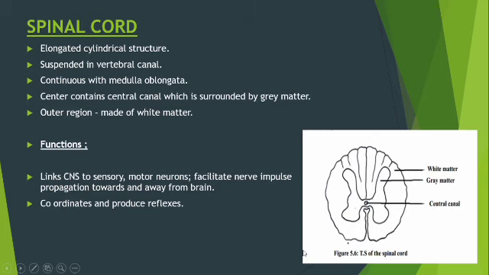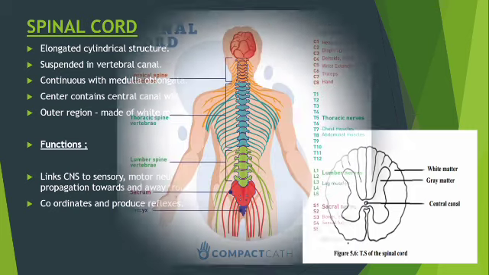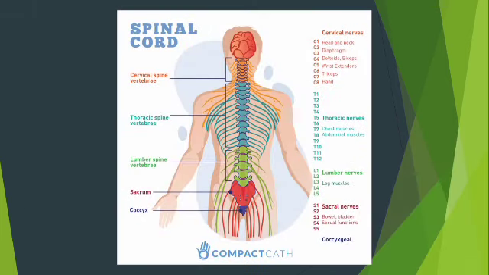The functions of the spinal cord include: it links the central nervous system to sensory and motor neurons, and also facilitates the nerve impulse propagation towards and away from the brain, and also it coordinates and produces reflexes. So here you can see the spinal cord and the vertebra.